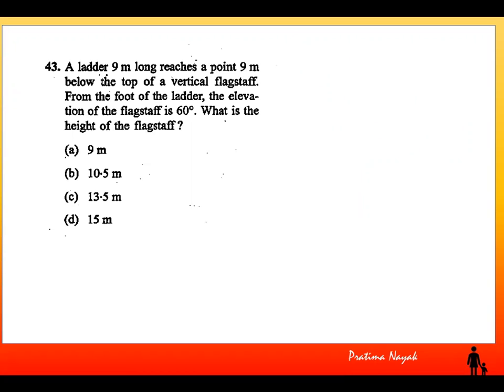Next, a ladder 9 meter long reaches a point 9 meter below the top of a vertical flagstaff. From the foot of the ladder, the elevation of the flagstaff is 60 degrees. What is the height of the flagstaff? Options are 9 meter, 10.5 meter, 13.5 meter and 15 meter. So there is a flagstaff here, and here one ladder is kept.